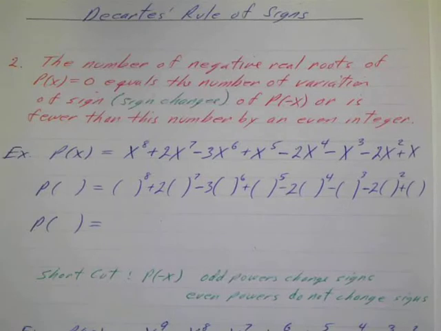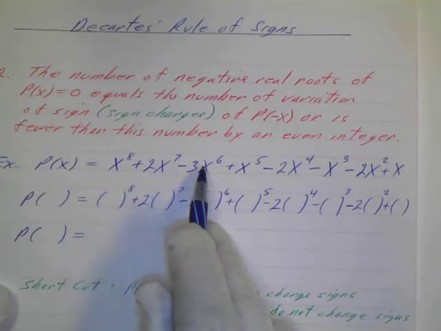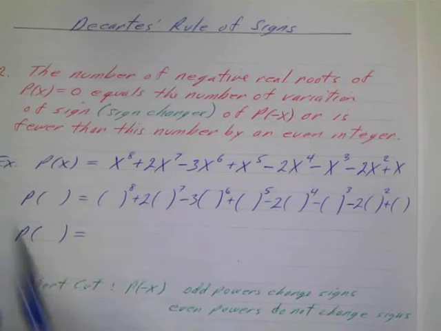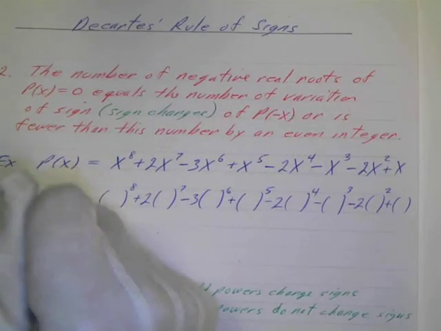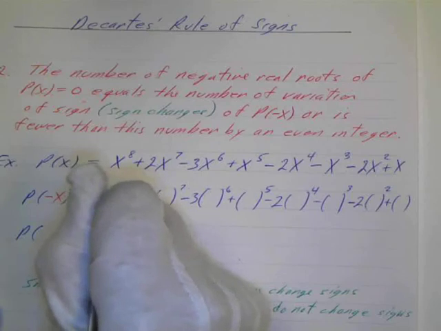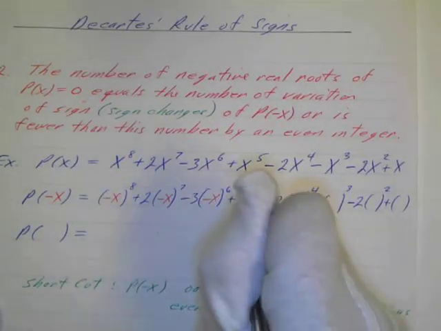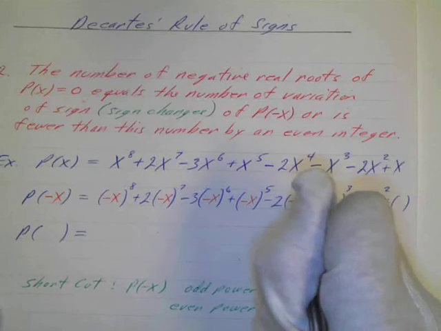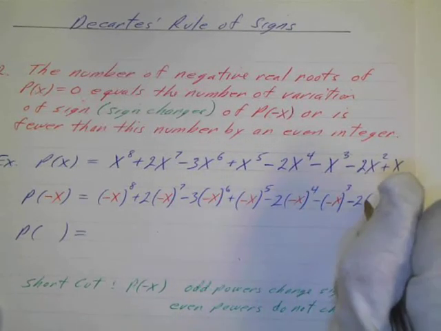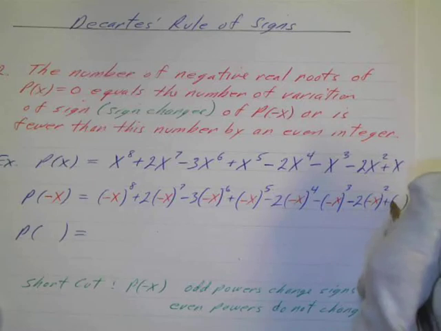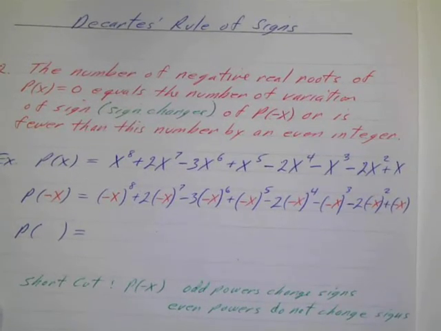Well, here's p of x. Here's an example: x to the 8th plus 2x to the 7th, etc. And if we want to evaluate p of negative x, then every time I see an x, I would put a negative x. All right, so every time I see an x, I put a negative x, and then I work that out.